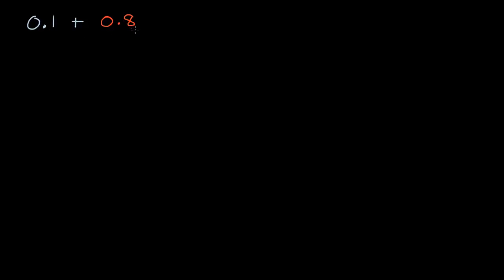So let's say we wanted to add 0.1 to 0.8, or you could say we're adding 1/10 to 8/10. Pause this video and see if you can figure that out. Well, there's a couple of ways to think about it. You could say, 0.1 is 1/10, and 0.8 is 8/10. And so if I have 1 of something and I add 8 more of that something, so I have 1/10 and I'm going to add 8 more tenths, I'm going to end up with 9 of that something. In this case, we're talking about tenths. So that is going to be equal to 9/10.